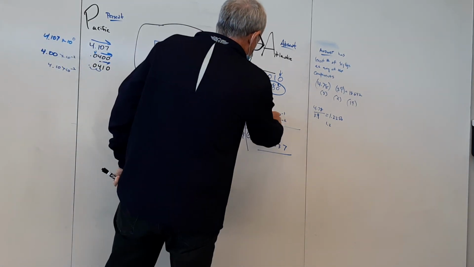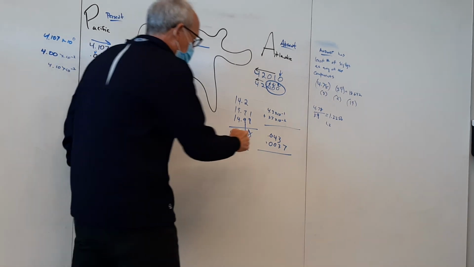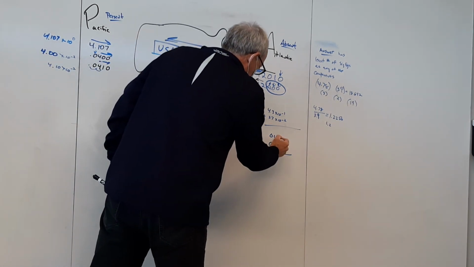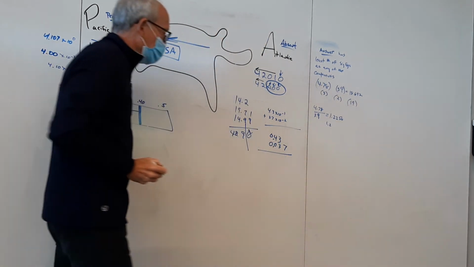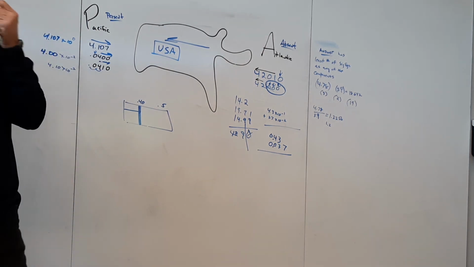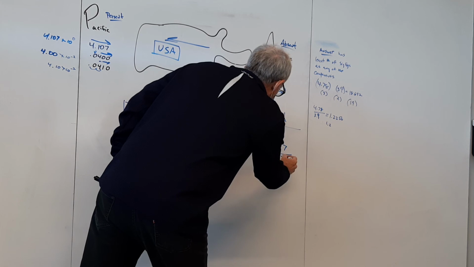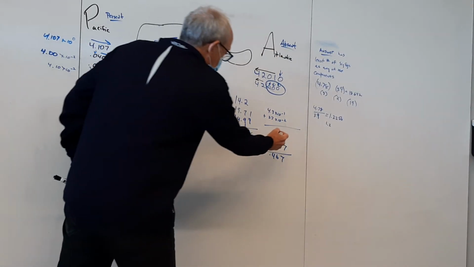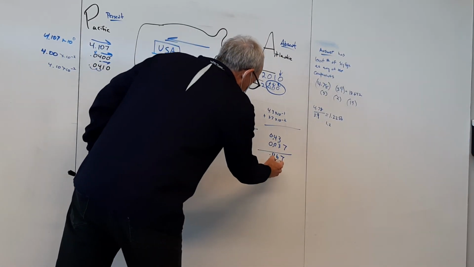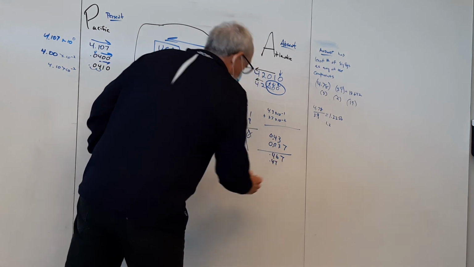I went one wrong place. It's like that. Okay, so my answer is going to be what? I add these together, I get 0.467, but I can only go to this decimal place, so what's my answer? 0.47.